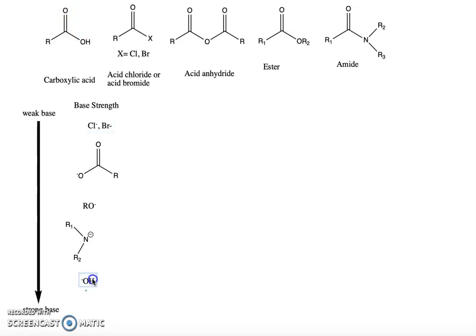So OH minus from a carboxylic acid. And if you remember your leaving group trends from previous classes, you might remember that OH minus should be really similar in strength to the RO minus, and it should be a weaker base than the nitrogen containing base. So why do I have it lower?